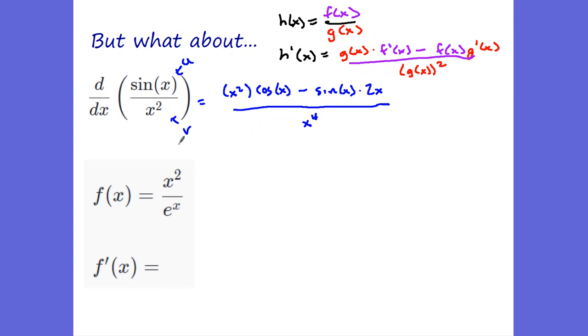So let's take a look at this next one. This top one's going to be my u or my f of x. This bottom one's going to be my v or my g of x. And so I'm going to take my v, which is e to the x.